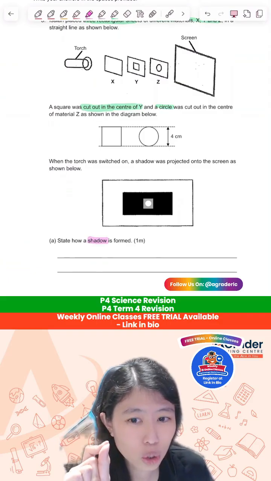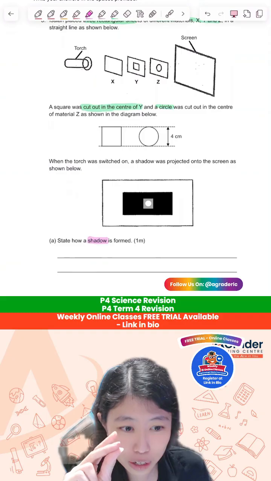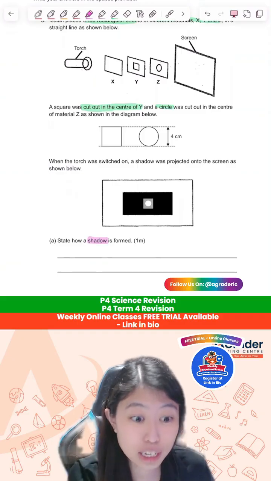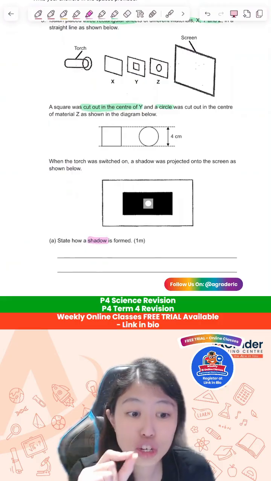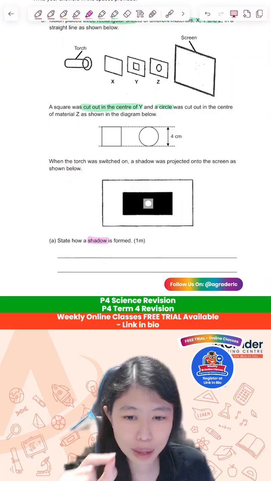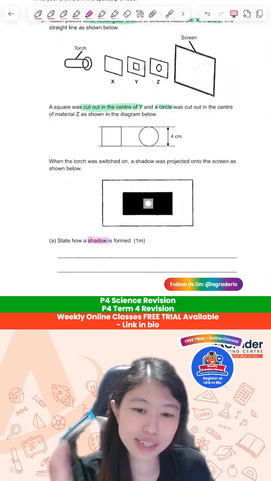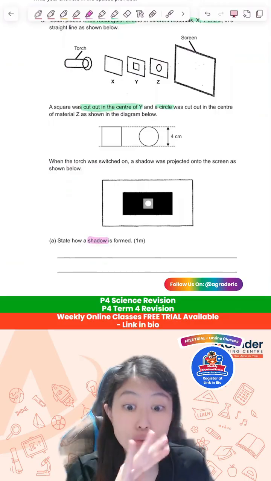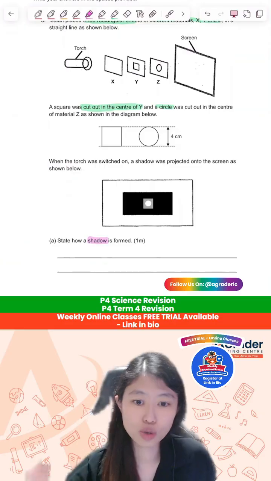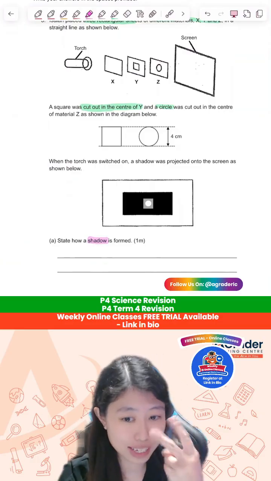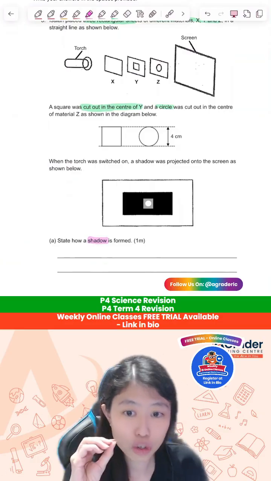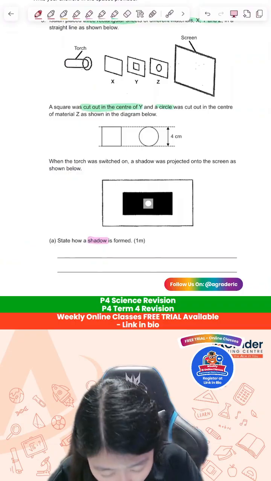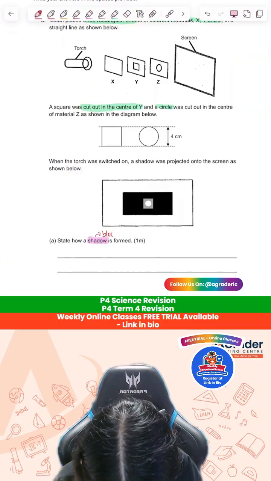Shadow, you must say what? I've seen a lot of you say blocked. Very good. The moment they mention shadow, your answer must have the word block. Not reflected. Reflected is to explain why someone can see something. For shadow, don't write anything about reflected. You have to talk about light being blocked.